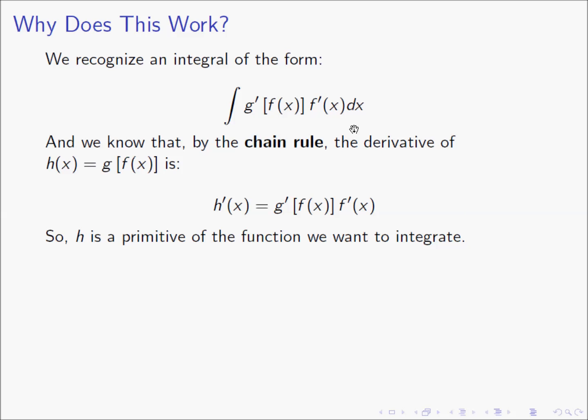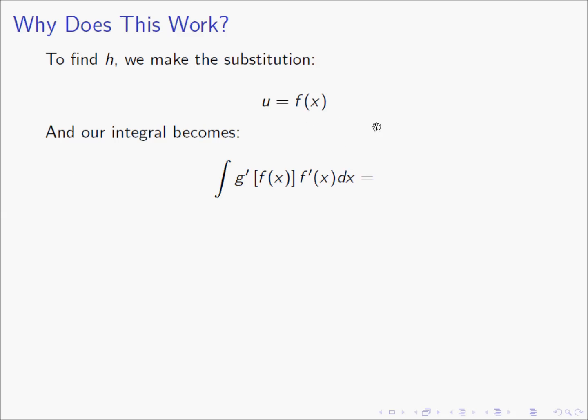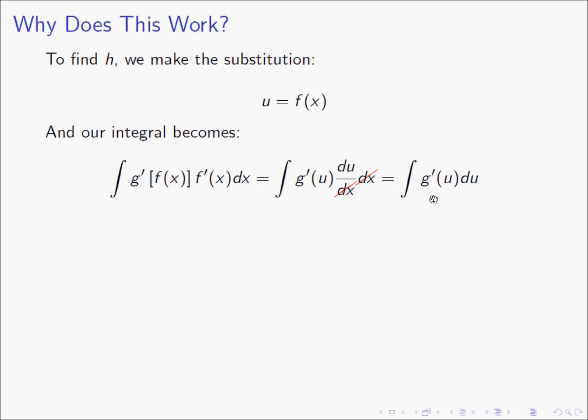So what we must do to solve this integral is simply to find the function h. To do that, we make the substitution u equals f of x, and our integral becomes, we substitute f of x by u, we get g prime of u times f prime of x. f prime of x is du dx, and we cancel the dx, and we get the integral of g prime of u du.